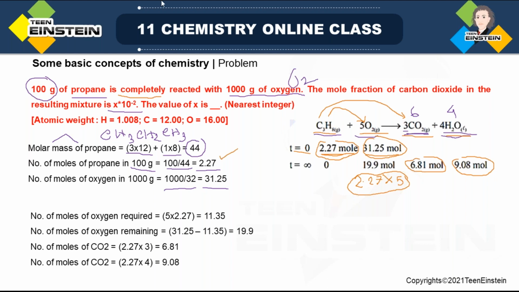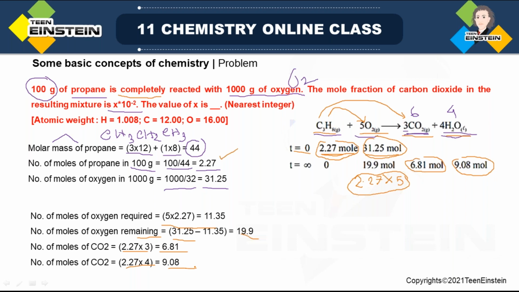Look at this left hand side. Number of moles of oxygen actually required is 5 into 2.27, which is clear from the mole ratio 1:5, 11.35. Now, number of moles of oxygen remaining, because we have some excess oxygen. So this is the remaining amount. Number of moles of CO2, 2.27 into 3, 6.81. And this is multiplied by 4, 9.08. So now we have all this information.